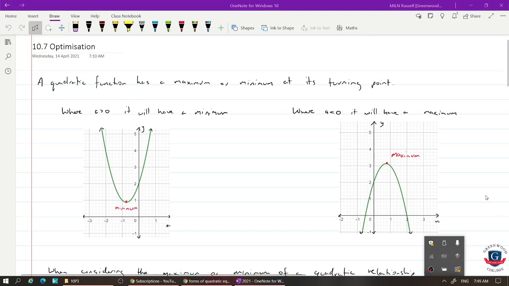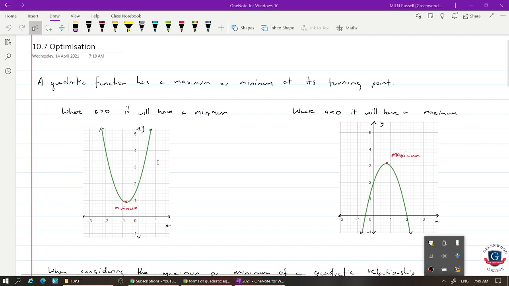Let's have a look at an optimization problem. Quite commonly we use quadratic functions to model a problem. When we're looking at an optimization, we want to typically know the maximum or the minimum of what the function will reach. And we've talked about the nature of a curve before now, that where a is greater than 0, the curve will have a minimum.